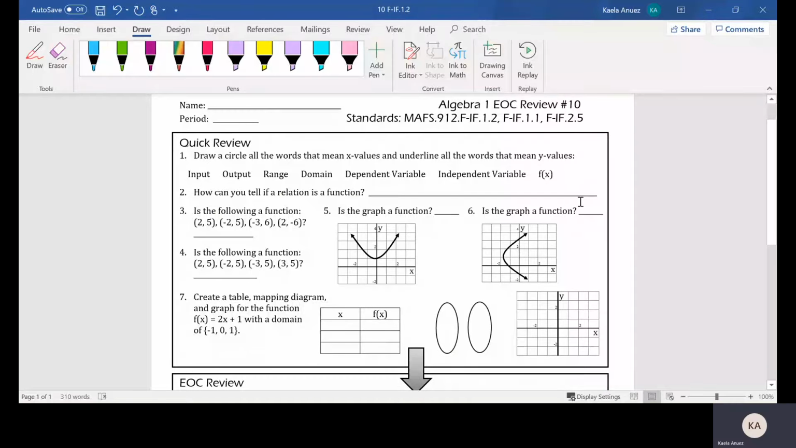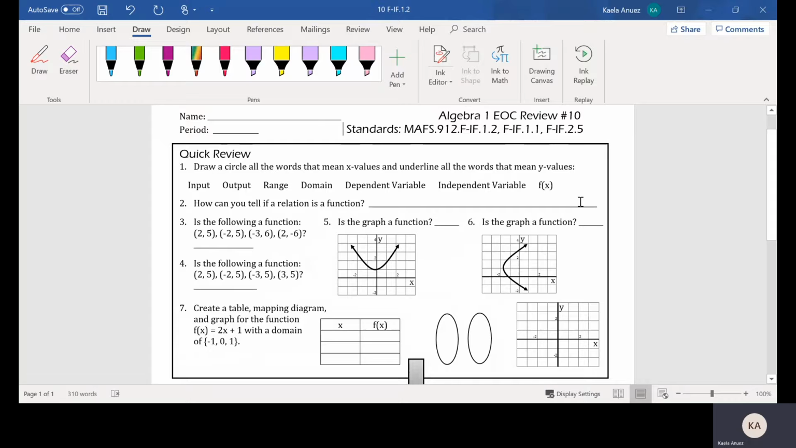Doing the homework EOC review number 10. So let's go ahead and get started.